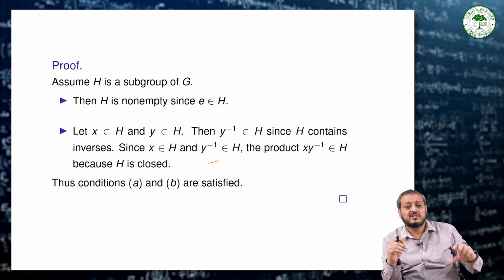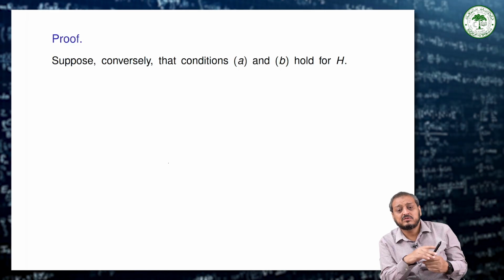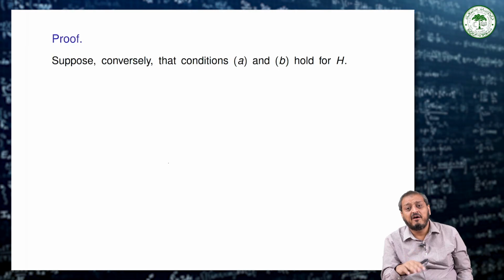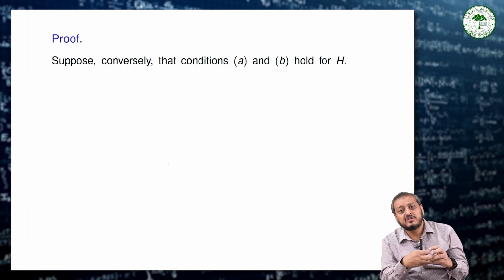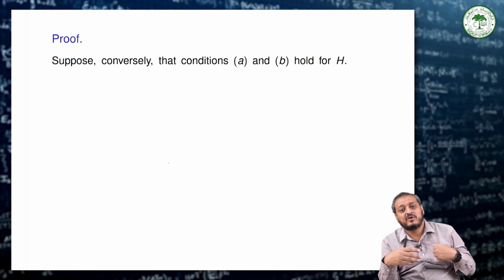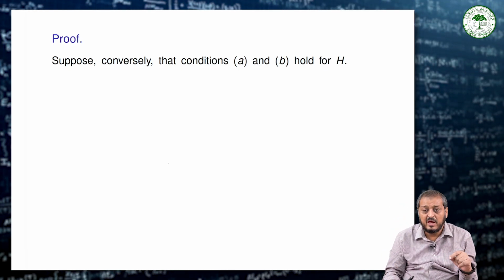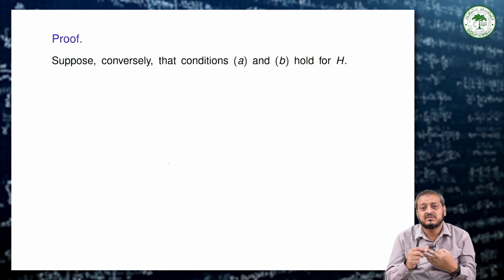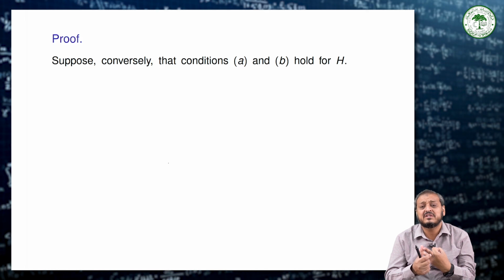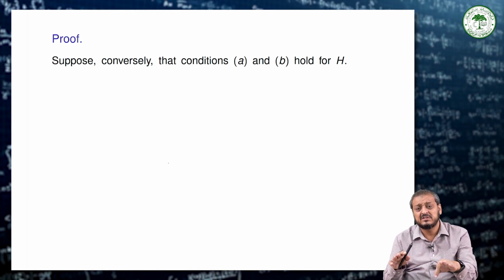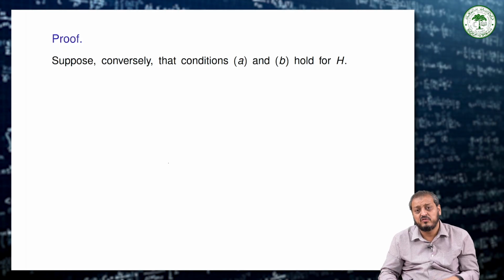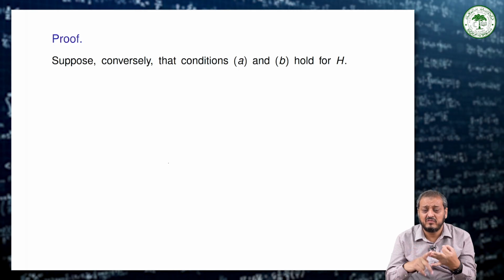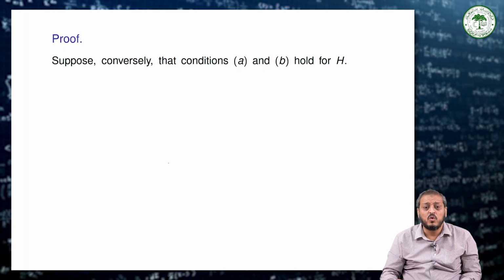Another way: suppose conversely that condition A and condition B hold for H. Now we have to show that with these two conditions, H satisfies all the properties of a group, that is, the identity exists there, it is closed, and the inverse of each element exists. Because G is associative, H is automatically associative. So we have to satisfy three conditions: identity should be there, inverse should be there, and it is closed.